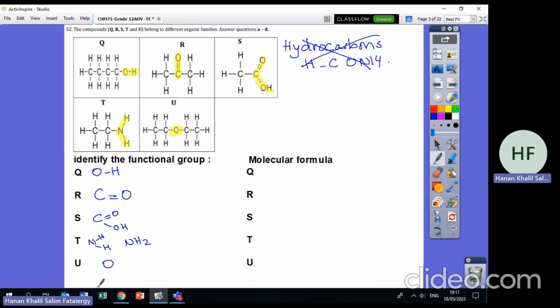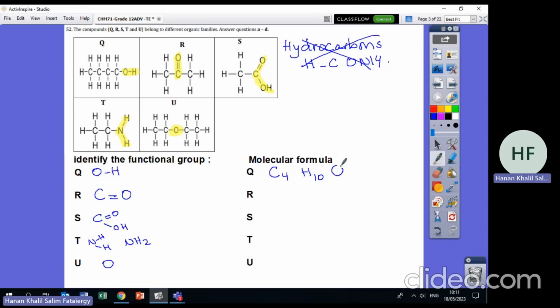And in U, the functional group is oxygen. Okay? Now, if I ask you what is the molecular formula of each of these compounds? As usual, for the molecular formula, we start with the C, and then the H, and then anything extra. Here we have 4 carbons. Okay, we count the hydrogens. We have 4 and 4 are 8, and this one is 9, this one is 10.